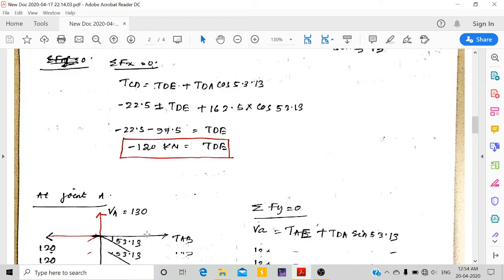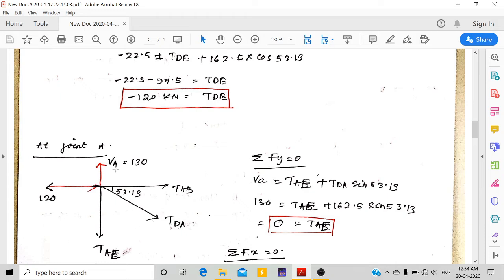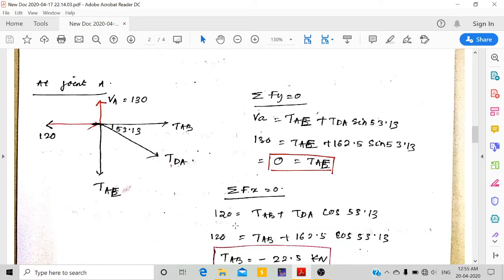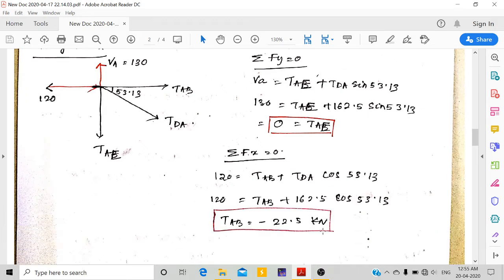It is a negative sign. Next, at joint A, this H I have considered. I told you that this HA is going in the outer direction, so I have changed the direction to this minus 120. This is 30. These are the members connected. So summation of Fy, if I am calculating, then my VA is equal to TAE plus TDA sine 53.13. So I am getting TAE as 0, and summation of Fx is equal to 120 plus TAB plus TDA cos 53.13. So I am getting TAB as minus 22.5.